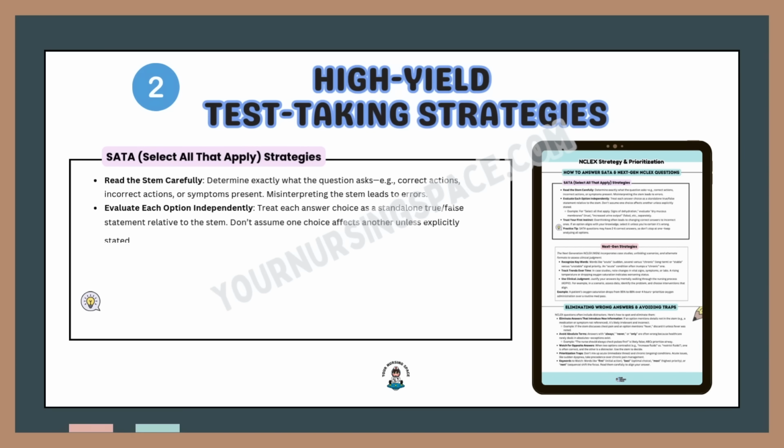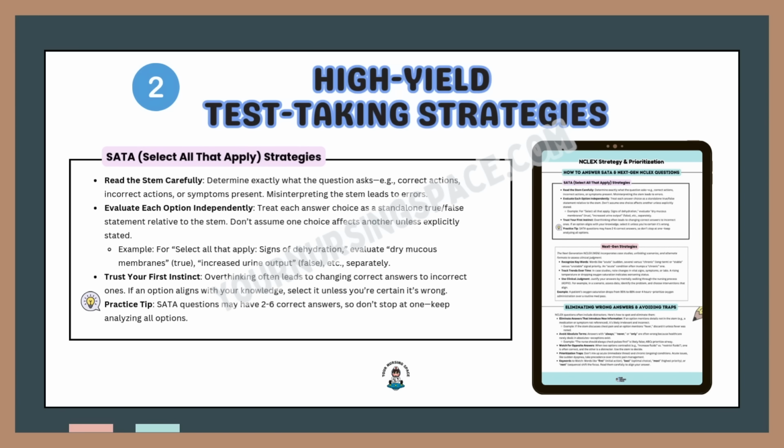Okay, now let's tackle those select all that apply questions, SATA for short. These can trip you up if you're not careful. First trick, read the stem, the question itself, super carefully. Figure out exactly what it's asking: correct actions, wrong ones, or maybe symptoms. If you misread it, you're toast. Then evaluate each option on its own, like a true or false statement tied to the question. Don't assume the choices connect unless it's spelled out. Say the question is, select all that apply, signs of dehydration. You'd check dry mucous membranes, true, and increased urine output, false, separately.